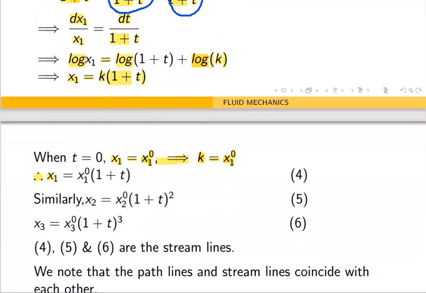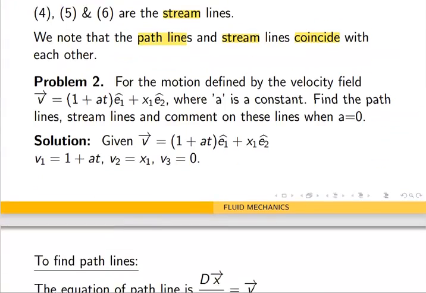So similarly we get x2 equal to x2 naught into 1 plus t whole square, and x3 equal to x3 naught into 1 plus t whole cube, where 4, 5, 6 are nothing but the streamlines. And check the streamlines and the path lines here, 1, 2, 3, compare them with 4, 5, 6. We know that both the lines are the same, they coincide. Path lines coincide with streamlines. That's problem 1.